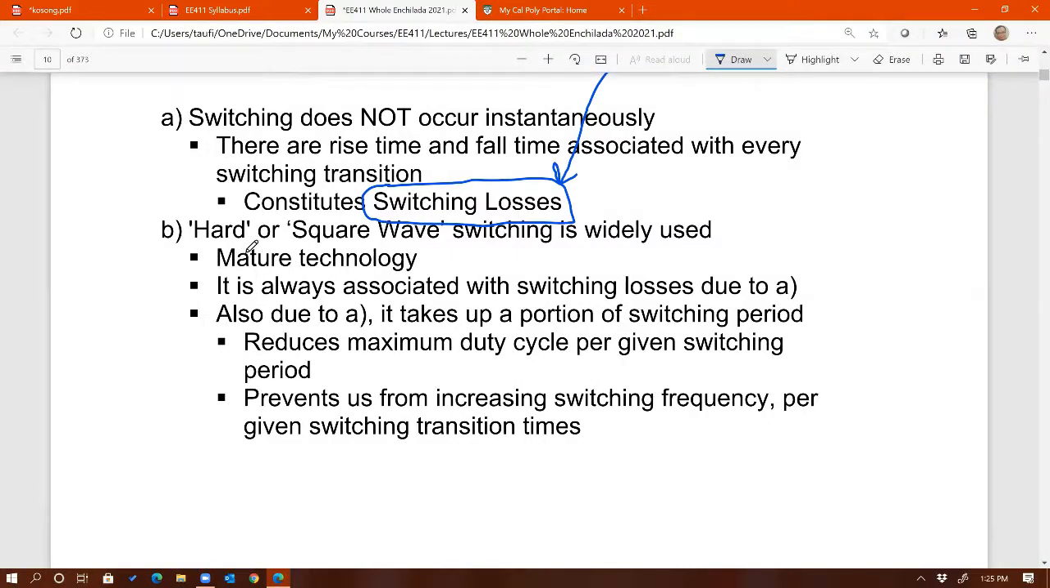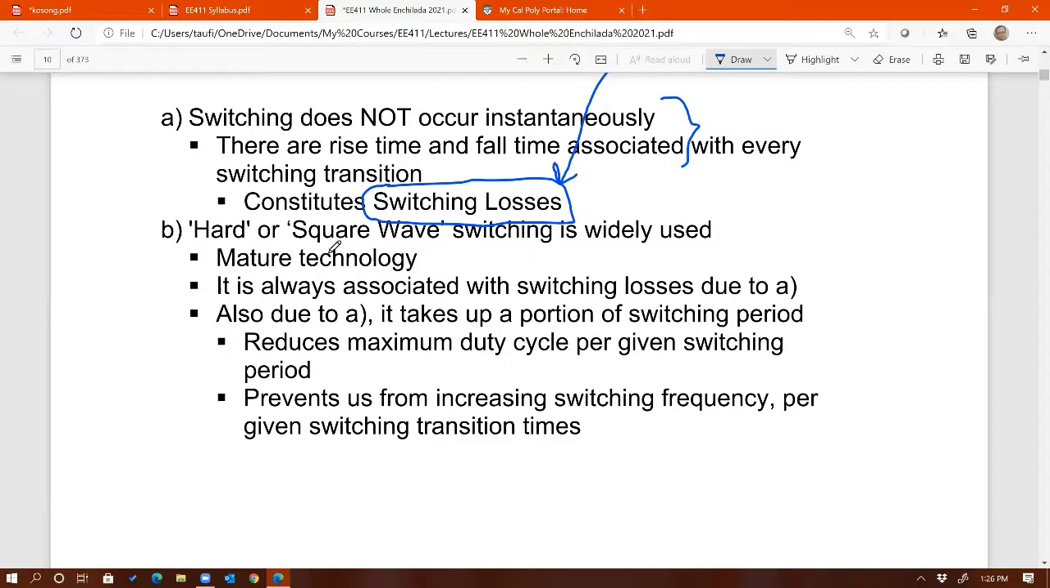And again, that happens because we implement hard switching or square wave switching, PWM, basically. It's a mature technology, so it's widely used, right? These days, a lot of converters are PWM based or hard switching based. If you use PWM, then you will always have switching losses, right? Due to these points right there.